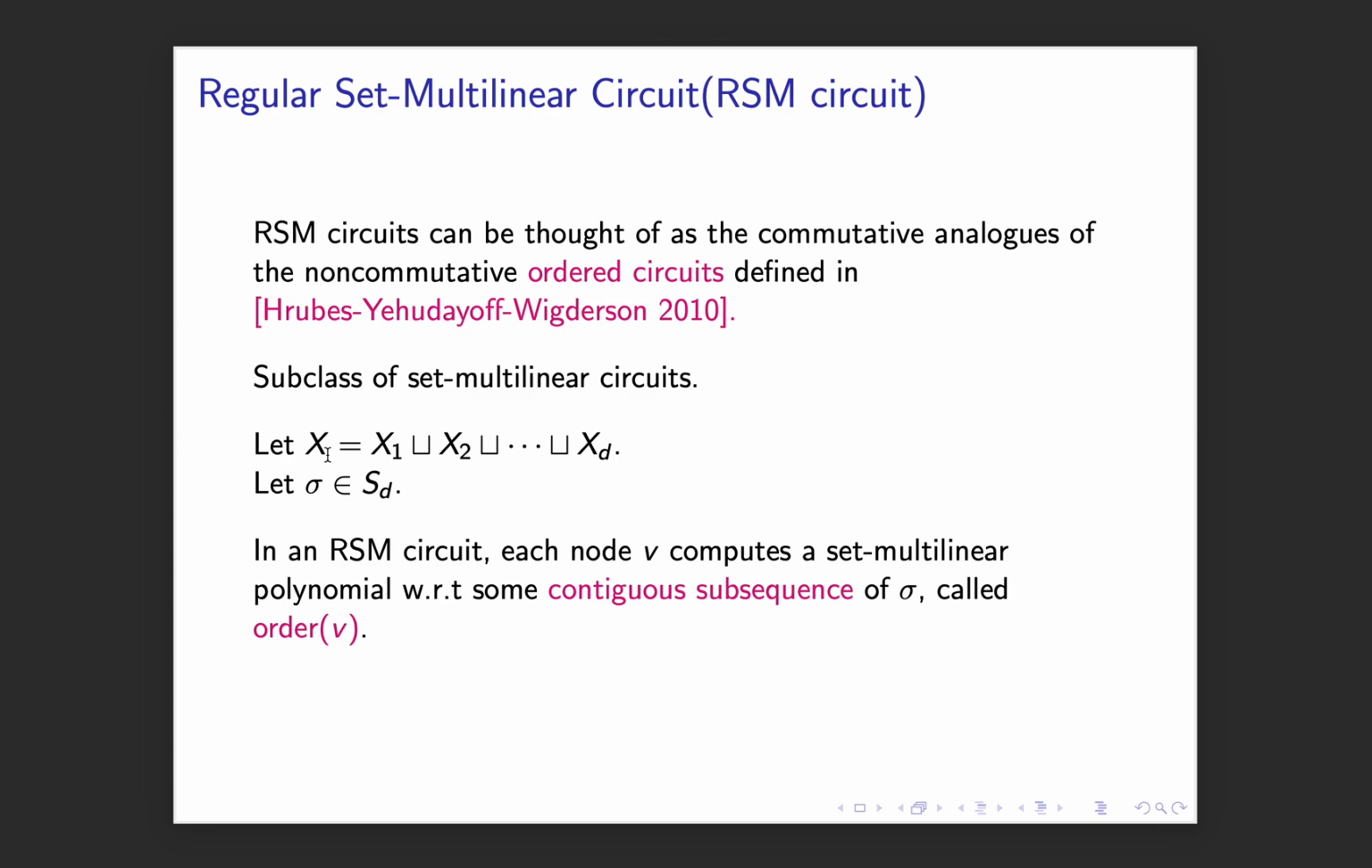So let X be partitioned into the sets X1, X2, and so on up to Xt, and sigma be any permutation in St. So for any node v in an RSM circuit, v computes a set-multilinear polynomial with respect to some contiguous subsequence of sigma, and this contiguous subsequence will be referred to as the order of v.